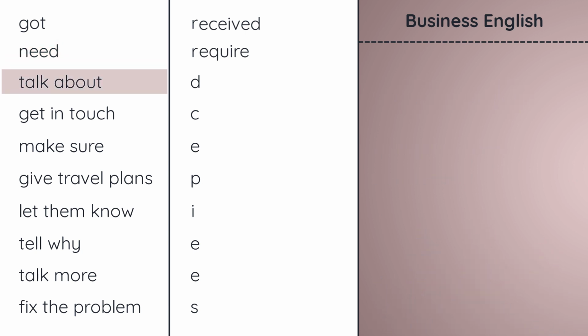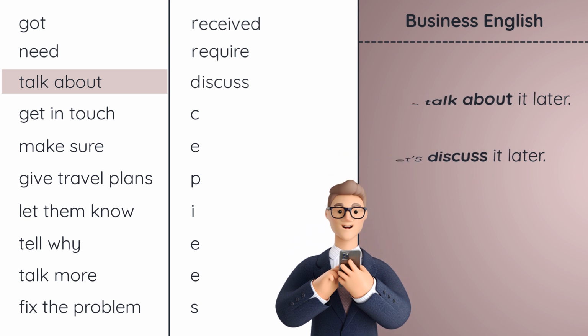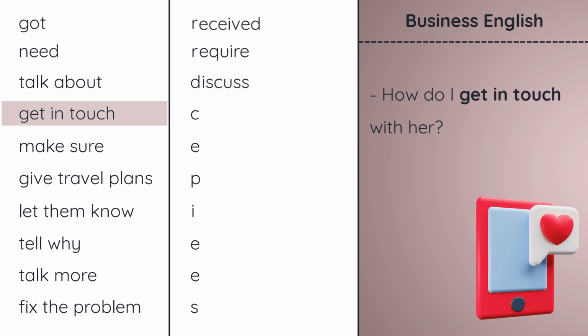Let's try another one. Let's talk about it later. Which business word could you use? Let's discuss it later. That sounds much more professional than saying, let's talk about it later. Next one. How do I get in touch with her? What word could you use instead of that? How do I contact her? Okay, good.